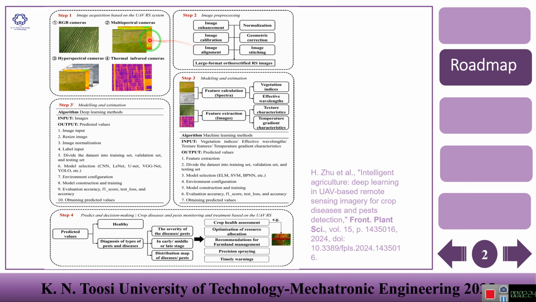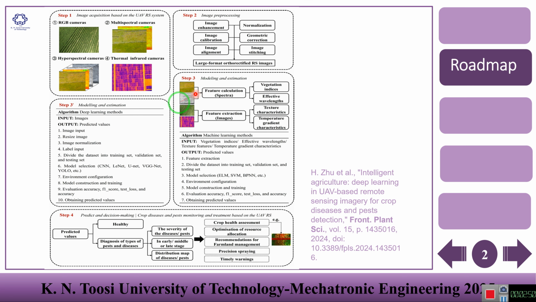So for step 2, we have image preprocessing, which we use for making the data ready so that we can give it to our model, so our model can be trained and then be validated on that data.